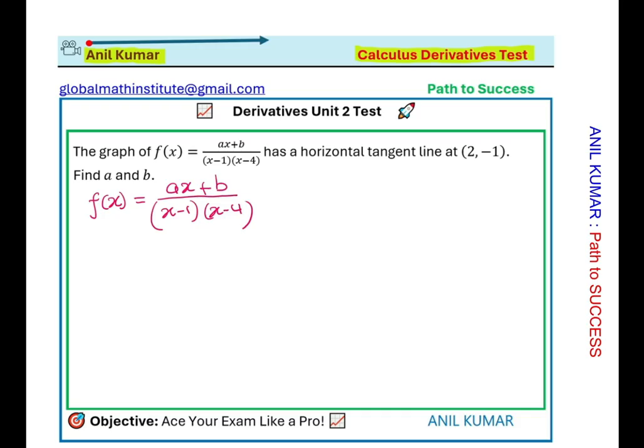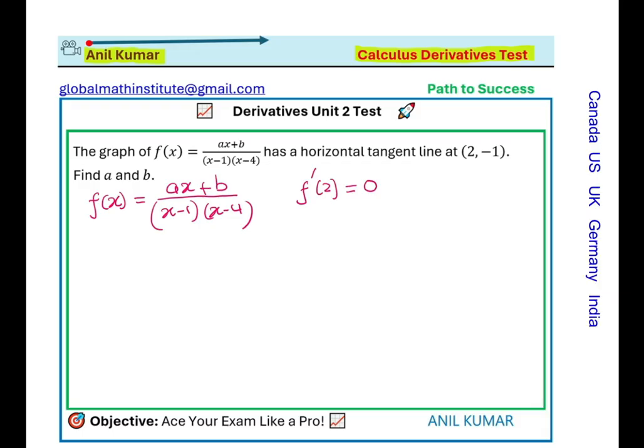Since we know that the point (2, minus 1) lies on the curve, one equation we can get with the point, and the other one, the condition of a horizontal tangent at this particular point, means the derivative of this function at 2 should be equal to 0. So we have two equations to work with.